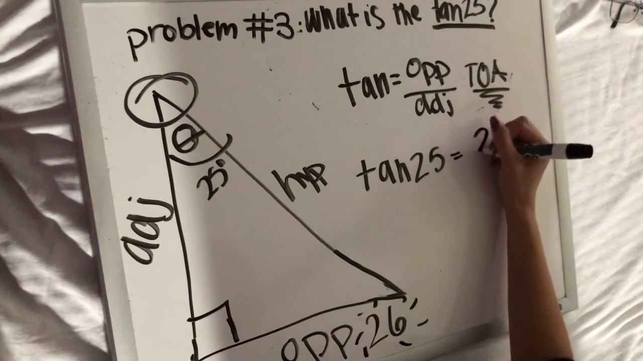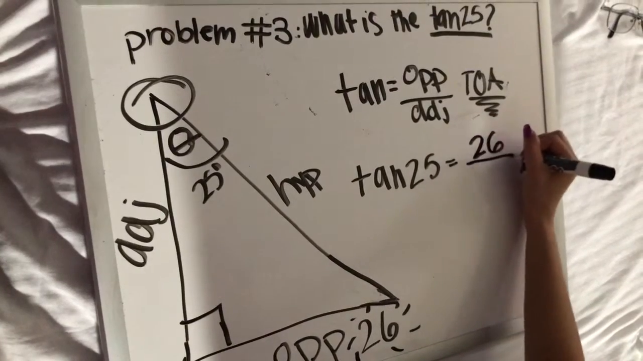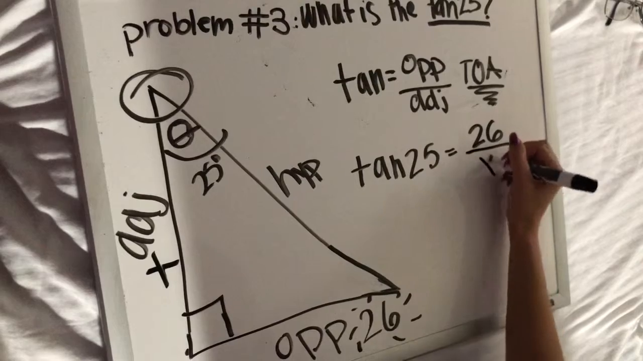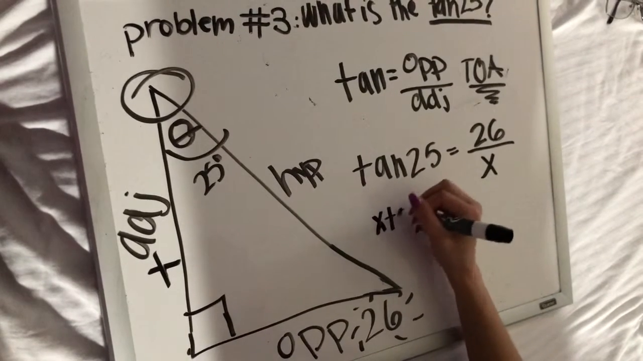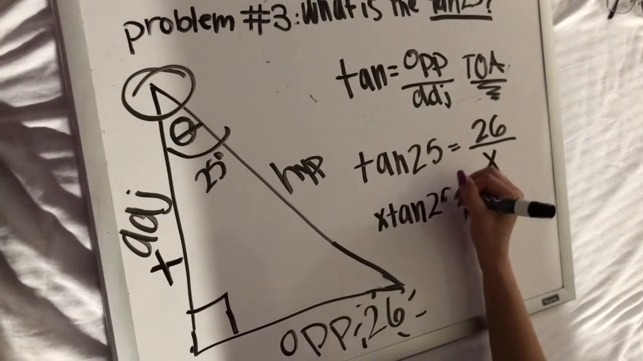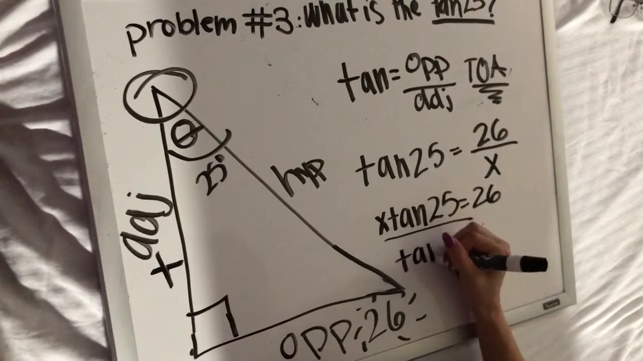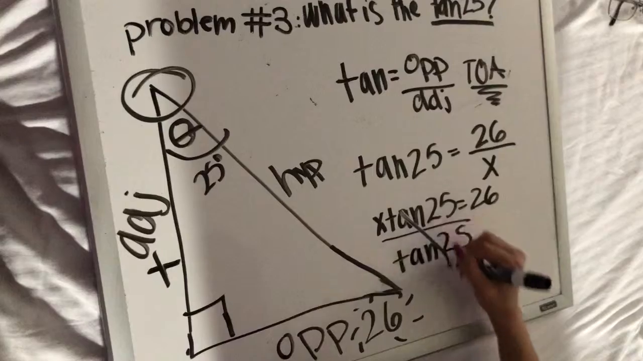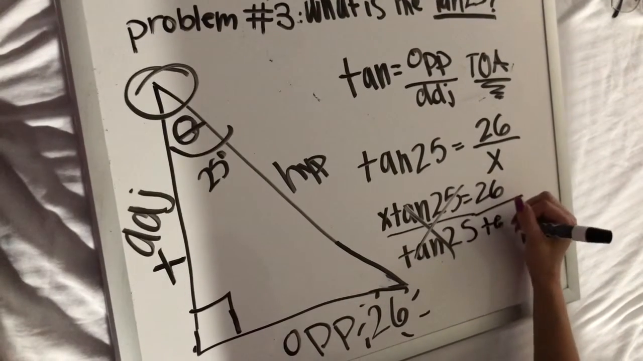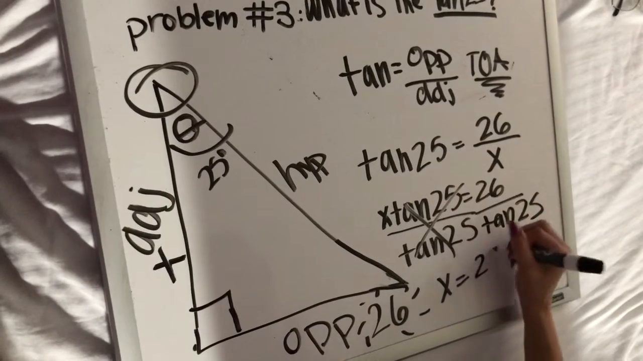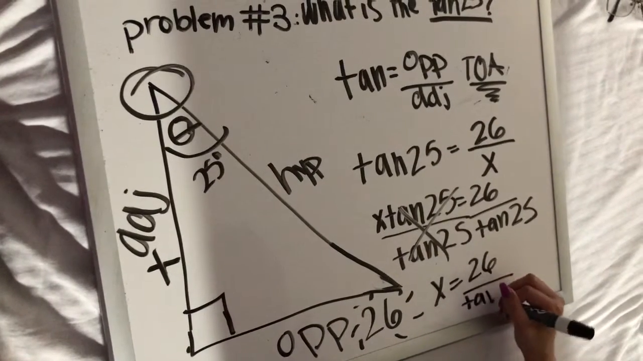So I'm going to do tangent of 25 is equal to 26 over the adjacent, which would be x because we're solving for something. So I would multiply x by the other side. So x tangent of 25 is equal to 26. Divide tangent of 25 on both sides so that we get the answer of x equals 26 over tangent of 25. And we would also put that into our calculator.